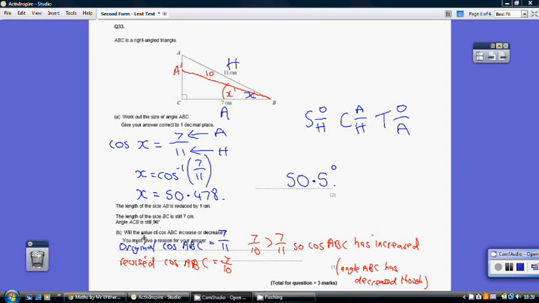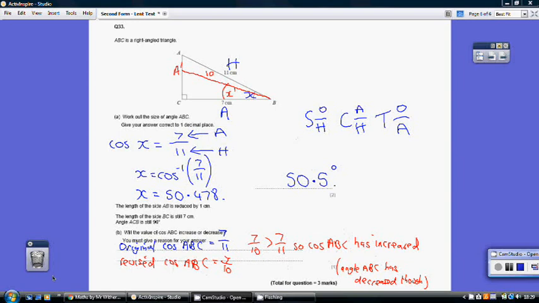Now, we are being asked, you've got to be very careful here, will the value of cos ABC or cos x increase or decrease? Now, cos x is simply the adjacent divided by the hypotenuse. Simple as that. Originally that was 7 divided by 11. But now it's going to be 7 divided by 10. Now, 7/10 is bigger than 7/11. So cos ABC, cos x, has increased.